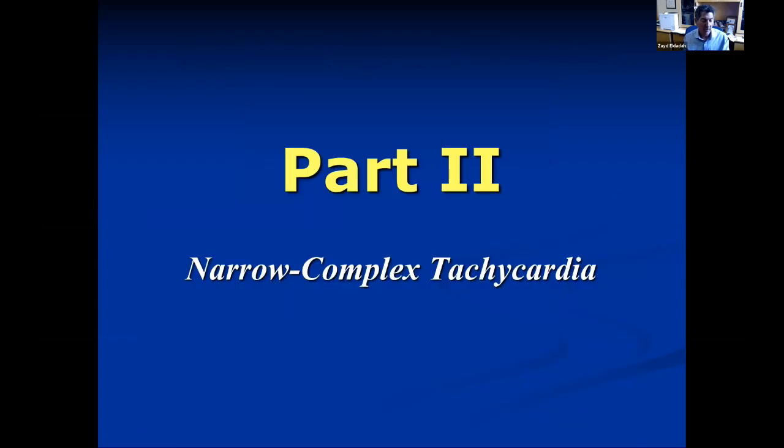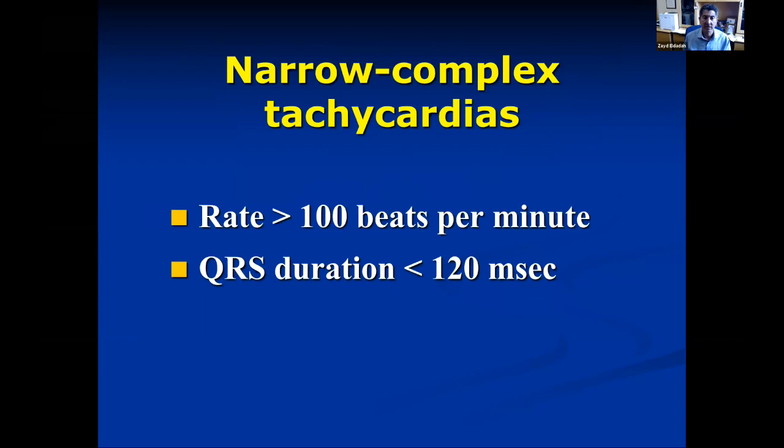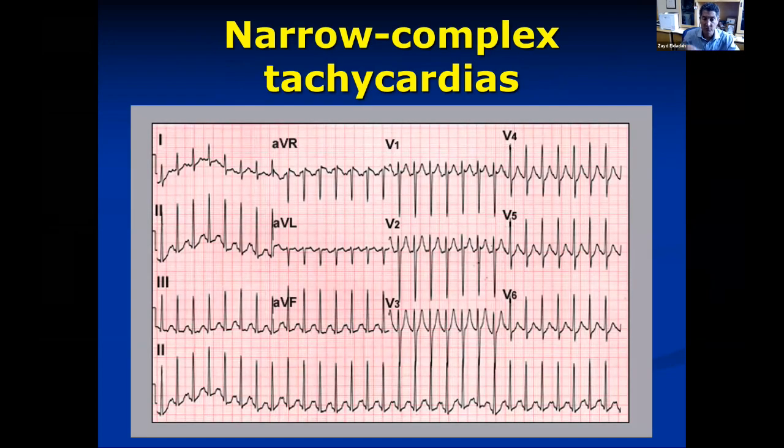So let's talk about when that normal ECG deviates and becomes abnormal or non-physiologic. And this would be the narrow complex tachycardia situation. So what are the narrow complex tachycardias? They're simply heart rates greater than 100 beats per minute and a QRS duration less than 120 milliseconds. So a narrow complex rapid ventricular rate.